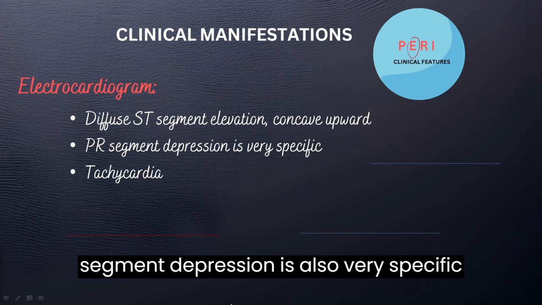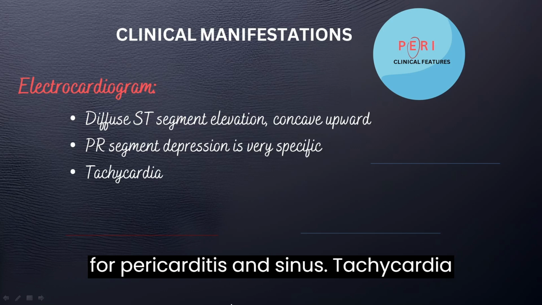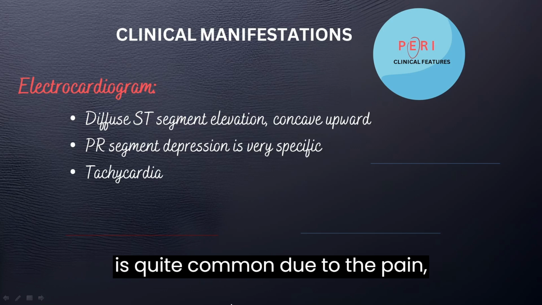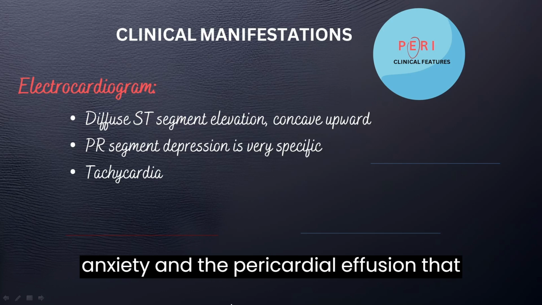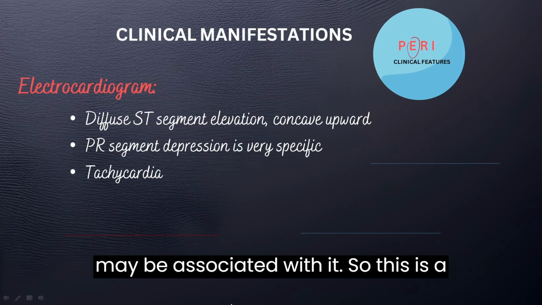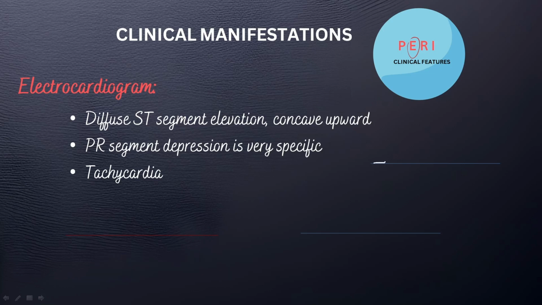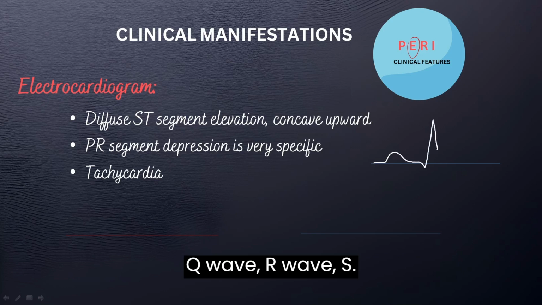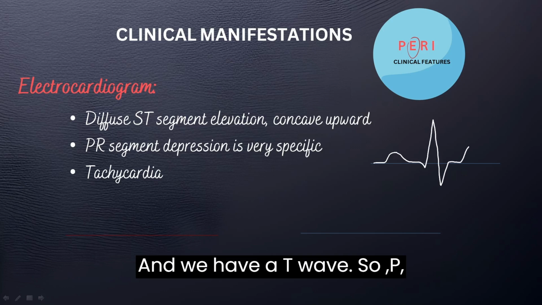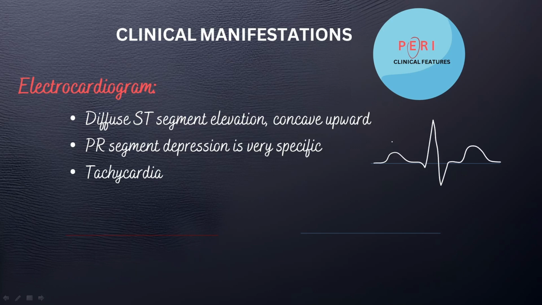PR segment depression is also very specific for pericarditis, and sinus tachycardia is quite common due to the pain, anxiety, and the pericardial effusion that may be associated with it. So this is a normal ECG. We have a P wave, Q wave, R wave, S, and we have a T wave. So P, Q, R wave, S, and T, right?